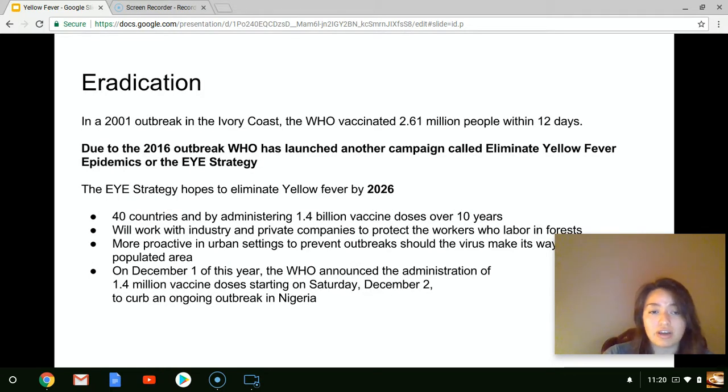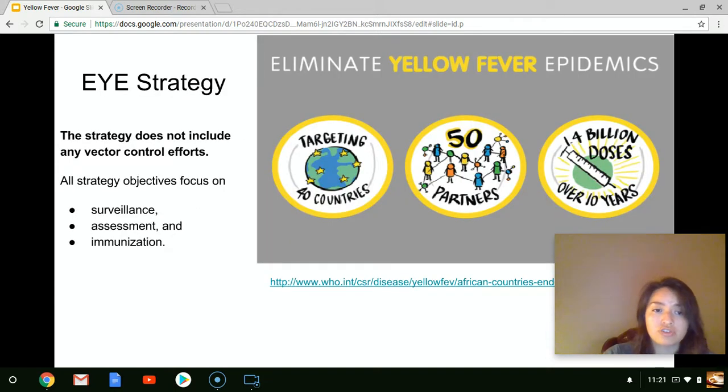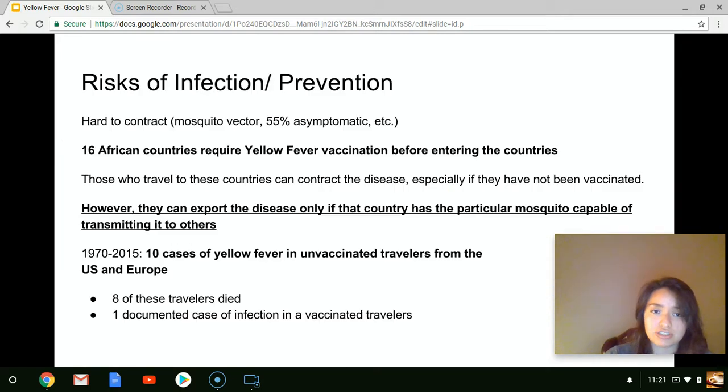So in late 2016, the World Health Organization launched another campaign called Eliminate Yellow Fever Epidemics, or EYE Strategy, and it hopes to eliminate yellow fever by 2026. So they're going to focus on 40 countries, and they're going to work with industry and private companies to protect workers who labor in forests, which is something that the World Health Organization hasn't done before. So they're going to do that with this campaign now. So they're not focused on any vector control. They're just focused on surveillance, assessment, and immunization.